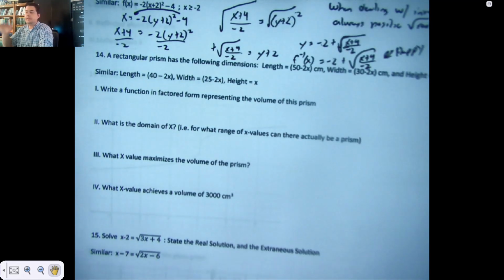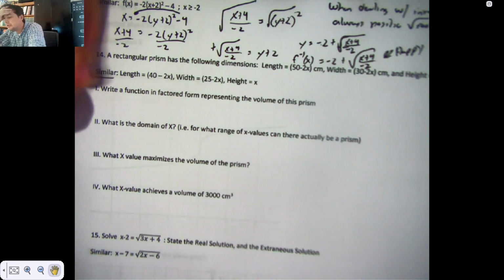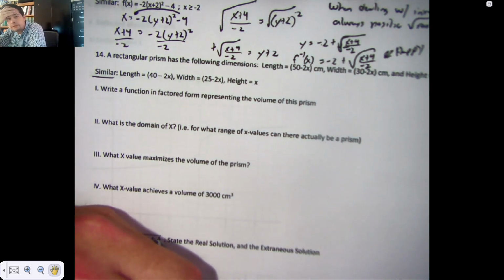Right, let's see what we got here. I had to stop here because class was about to start. And here's the similar function I'm working with. It says write a function in factored form representing the volume of the prism.